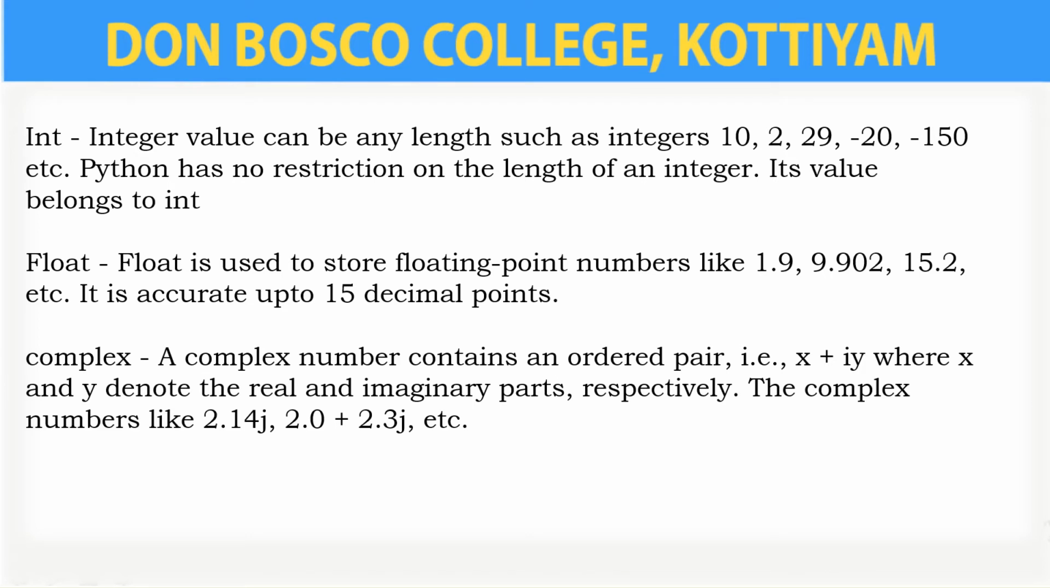Next is the complex numbers. A complex number contains an ordered pair. I have already explained that it will have a real part as well as an imaginary part. Here also we have an example, x plus iy. x is the real part and iy is the imaginary part.